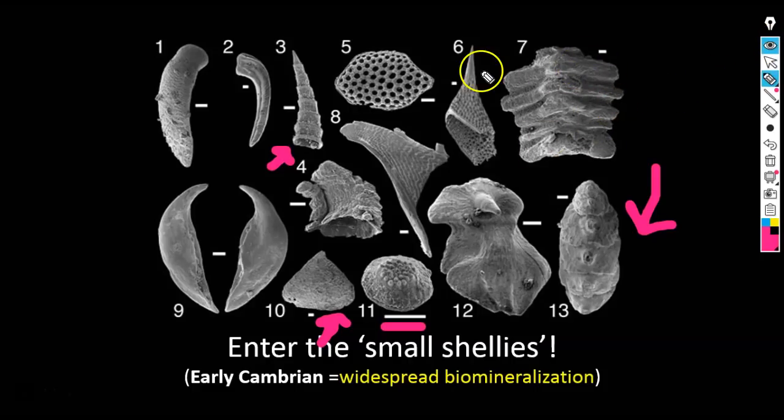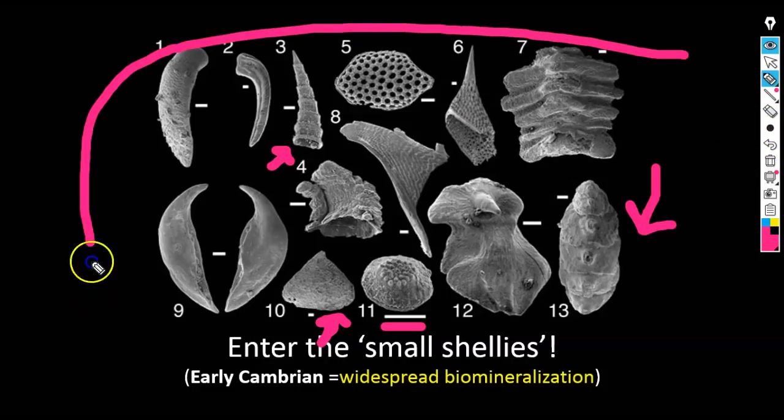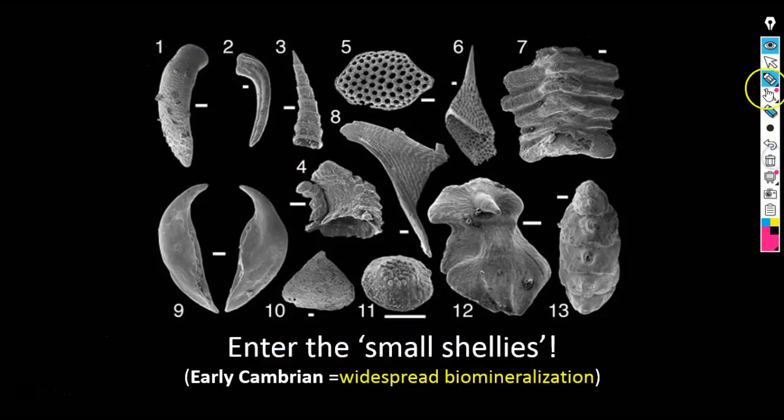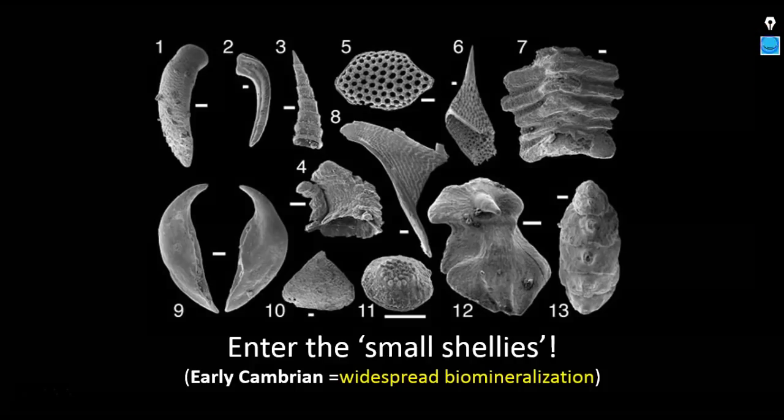So these would have been tiny little pieces of armor, like plate armor, or even scales is a good way of thinking about it. Think about scales on a dragon, right? These are little armored scales that would have been covering, or spines that would have been sitting on top of, more complicated animals. So these things represent the expansion of what we saw with Cloudina and Namacalathus, which is an expansion of biomineralization amongst many different groups. So just like we've got a continual progression in the complexity of trace fossils, we also have a continual progression in the complexity and the number of organisms that are biomineralizing.